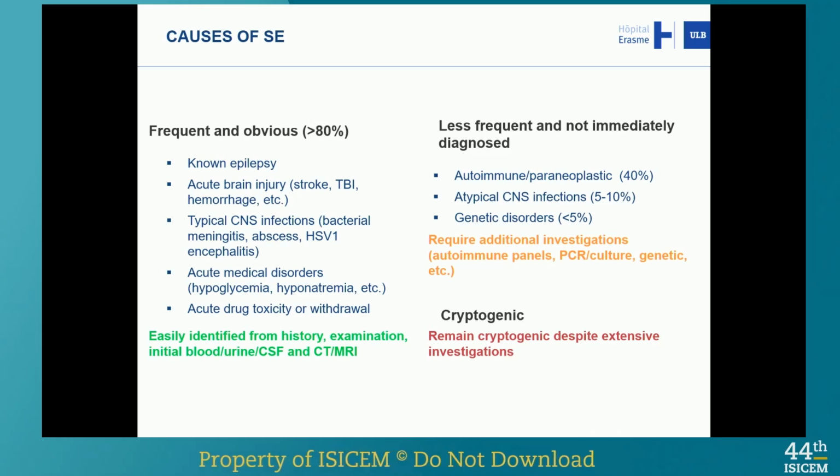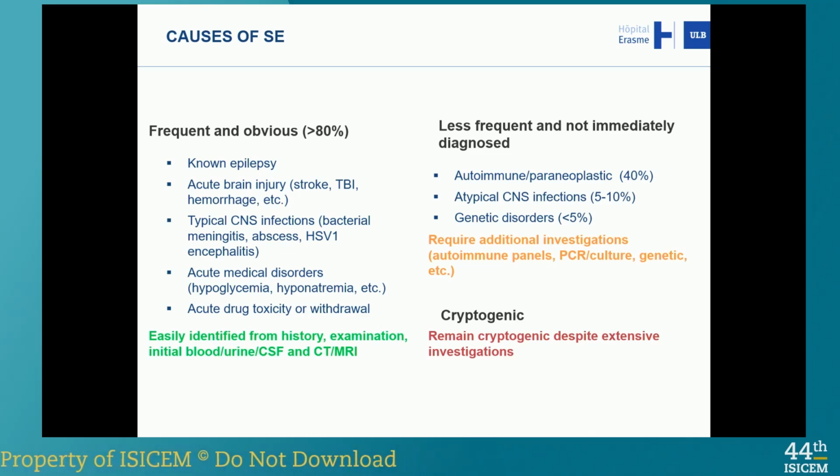And that includes situations that might require specific treatment, like autoimmune encephalitis or some atypical rare CNS infections, some genetic disorders, right? That will require more investigations and specific treatments. And then sometimes whatever we do, despite very extensive investigations, we don't find the etiology.